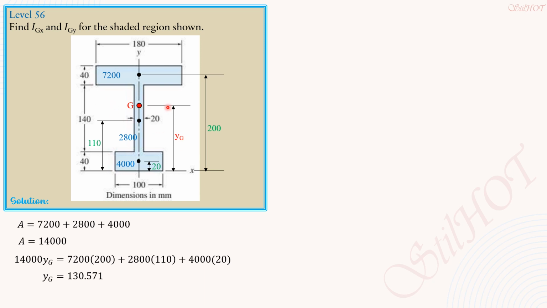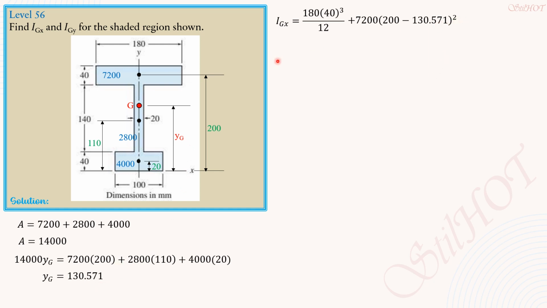So we can now compute IGX, moment of inertia with respect to this centroidal axis here. Let's transfer all moments of inertia with respect to the centroid of the three areas to this axis. This distance is 200 minus YG, 200 minus 130.571. For the moment of inertia of area 1 transferred to the G axis, IGX is 180 times 40 cube over 12 plus area 7,200 times the square of this distance. This is the centroidal x-axis of area 1, which is parallel to this axis here, so let's transfer it here. Plus 7,200 times quantity 200 minus YG, 130.571, squared.